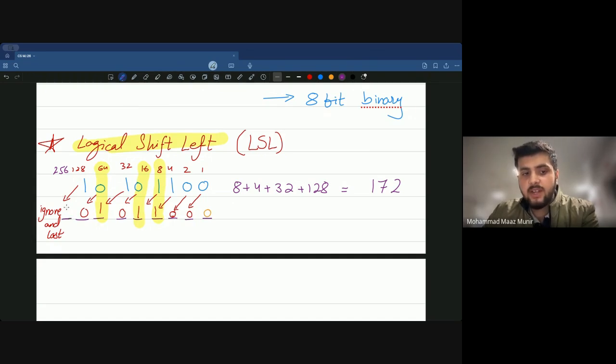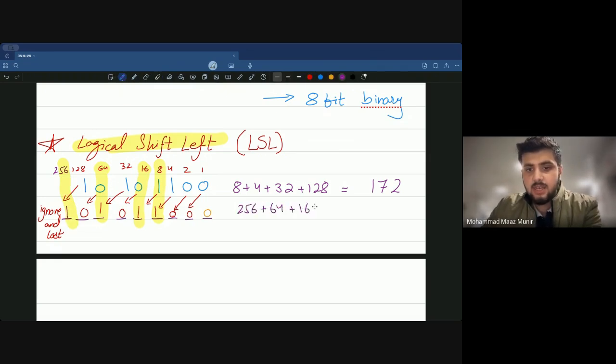So this one would have gone up there, and now we're going to be adding this into the calculation. So it would have been 256 plus 64 plus 16 plus 8. And now if I add these up, you're going to see that I get the answer as 344. And now the funny part is that 344 is the exact multiple of 172.